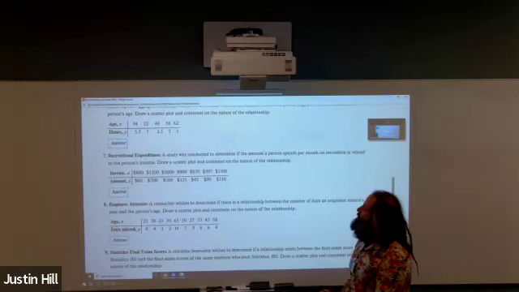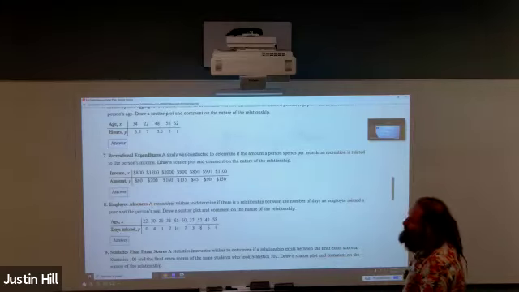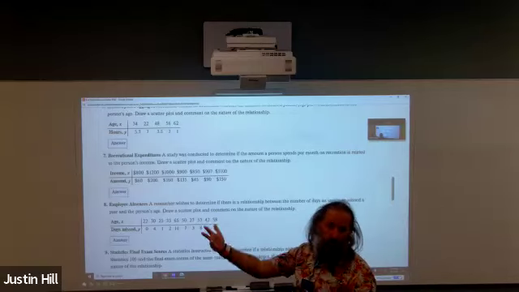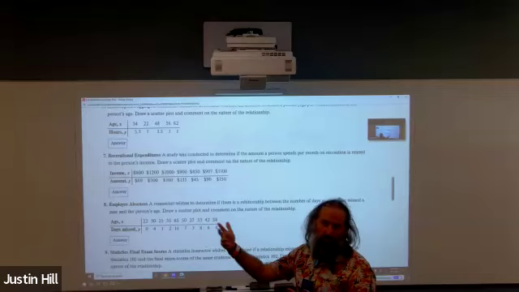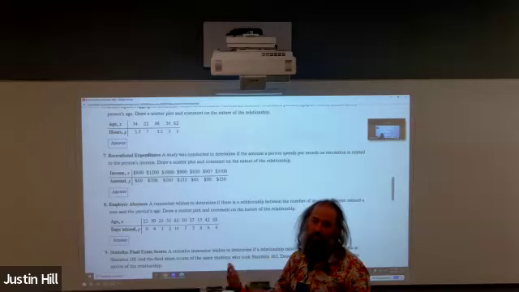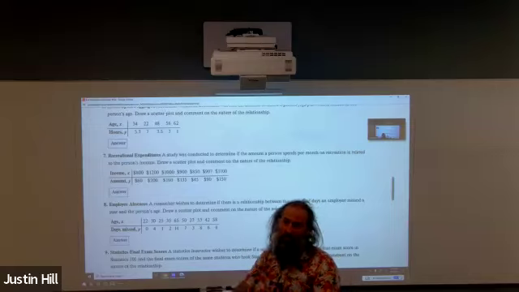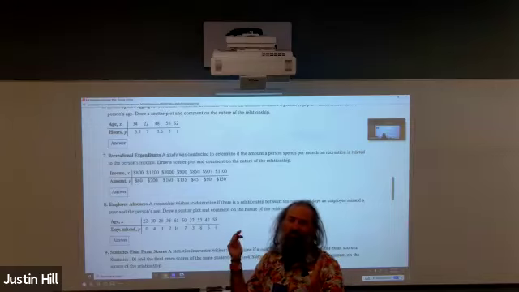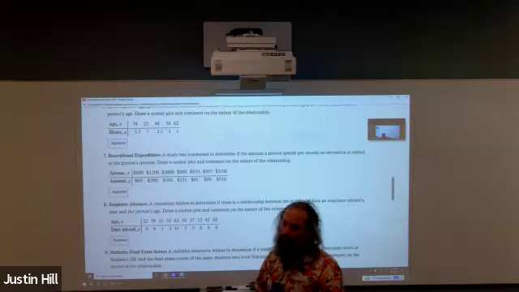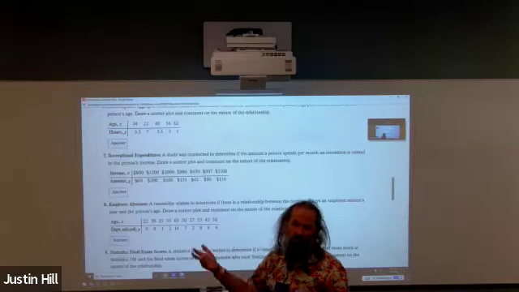So a study was conducted to determine if the amount a person spends per month on recreation is related to the person's income. So somebody had the idea that if you have more money, you probably spend more money on recreation, right? So just doing something relaxing, right? Not something needed for your life, not surviving, not doing your job and getting to the next day, but recreation, doing something nice for yourself, something relaxing, something easy, a park, etc.